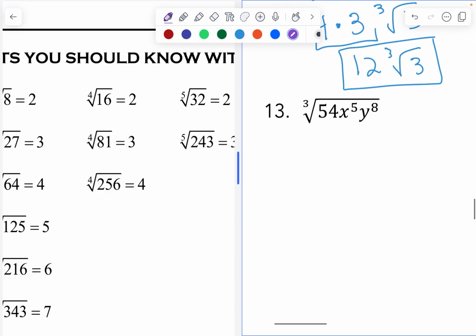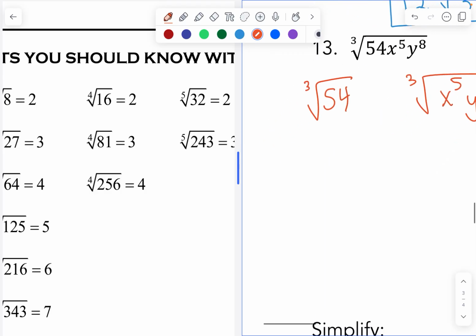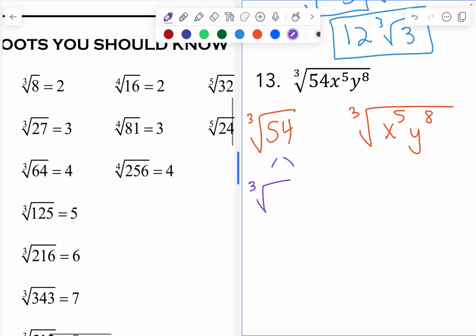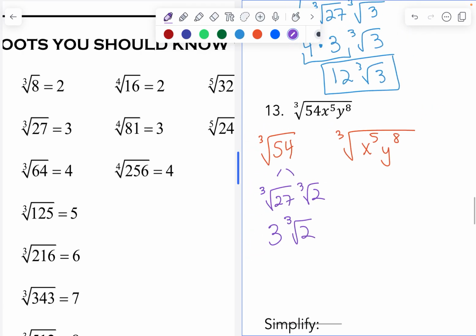Okay, next is when you mix variables and numbers. So you can do these separately. Like cubed root of 54, and then the letters. Cubed root of 54, I can break that down. 27 goes into 54 2 times. Cubed root of 27 is 3, so I'll come back to that. So 3 cubed root 2.